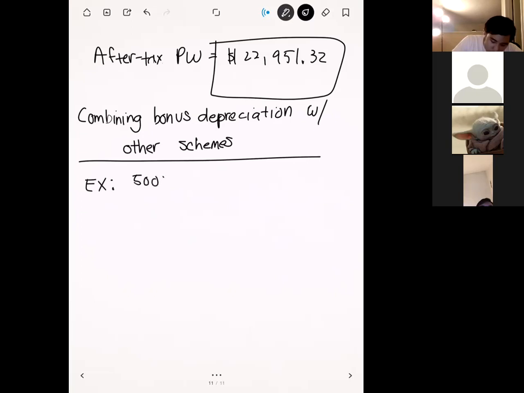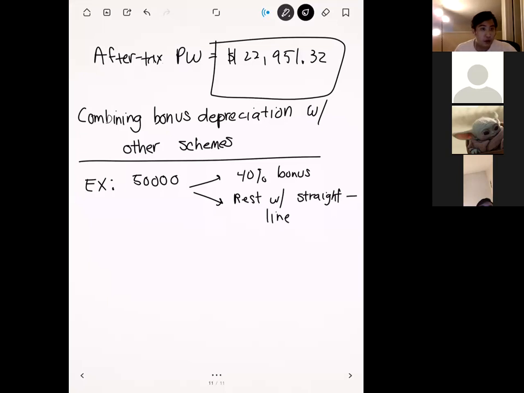So let's say that we have a $50,000 truck, okay? And so let's say that we're going to depreciate this using a combined scheme. And so let's say that we're going to combine a 40% bonus depreciation, okay? And then the rest of the amount is going to be depreciated with straight line. Okay. All right. And so the way these work is that the first thing that you're going to compute is the bonus depreciation. Okay. And so you're going to take 40% of the 50,000. And so this is going to give you 20,000. Okay. And so this is $20,000 that you're going to depreciate in year one.